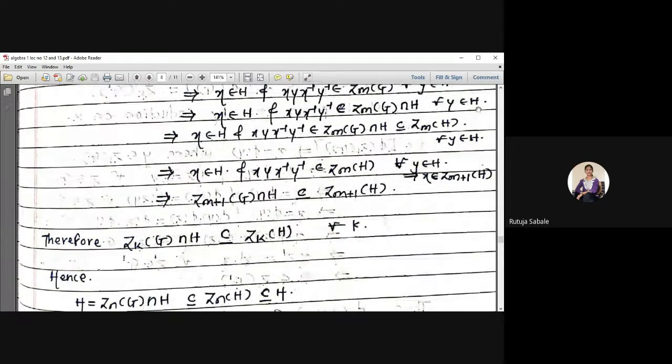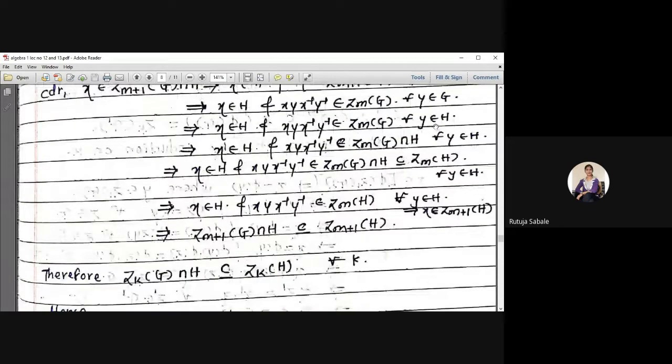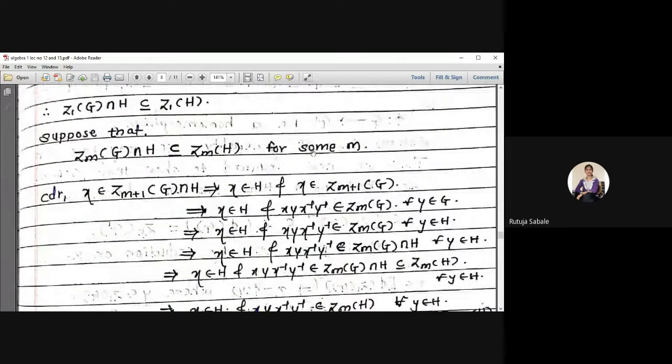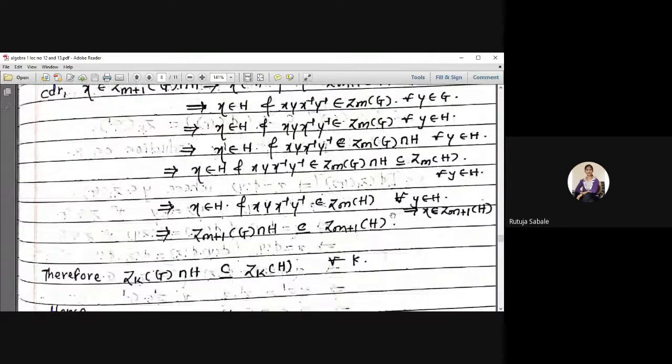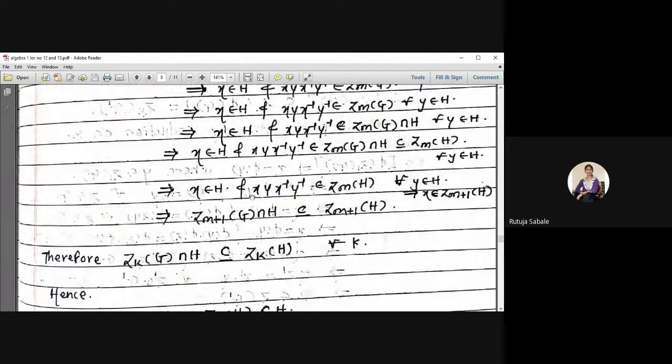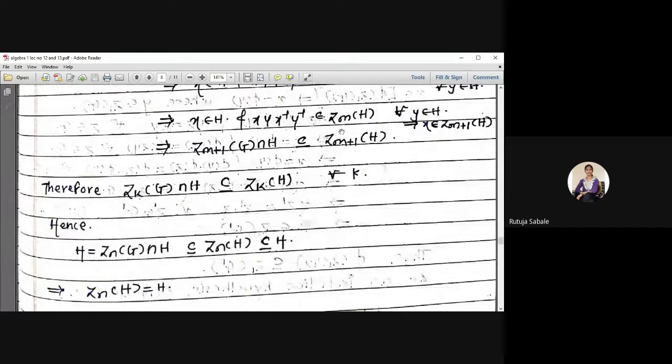But look here. x belongs to H and x inverse y inverse belongs to Zm of G intersection H, which is contained in Zm of H. Why? Because in the assumption part we have taken Zm of G intersection H is contained in Zm of H. We have assumed that. That's why x inverse y inverse also belongs to Zm of H for all y belongs to H.